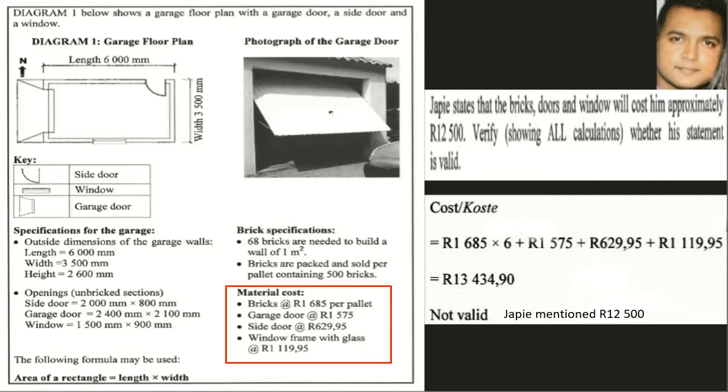Thereafter, we need to add the garage door. Remember, there are 2 doors in this particular garage, which is the garage door and the side door. And therefore, we add the side door as well. And lastly, we add the window. Now, adding this amount up, we arrive at 13,434,90. But Yapi mentioned that the cost will be 12,500. So obviously the statement is invalid, and we indicate it by writing a statement to say that we agree, disagree, or in this case it says not valid because it does not meet the statement that he said in terms of 12,500.